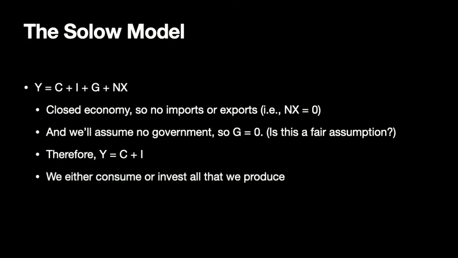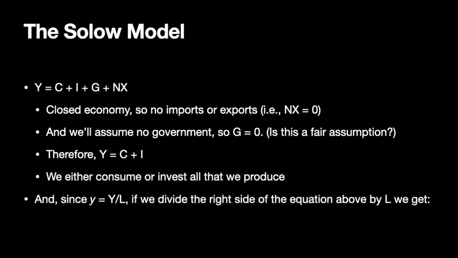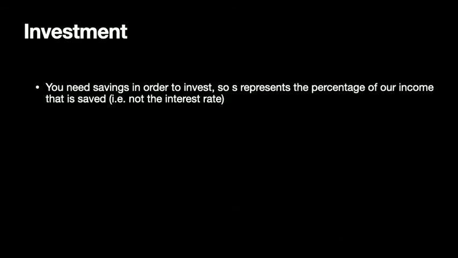And if we divide both sides of that equation by L, so this matches our production function, Y divided by L is output per worker, and if we divide the right side of that equation by L, we have consumption per worker plus investment per worker. In order to invest, though, we do need savings. So we're going to say S represents the percentage of our income that is saved. Again, this is not the interest rate. This is the percentage of our income that we put away and we don't consume.